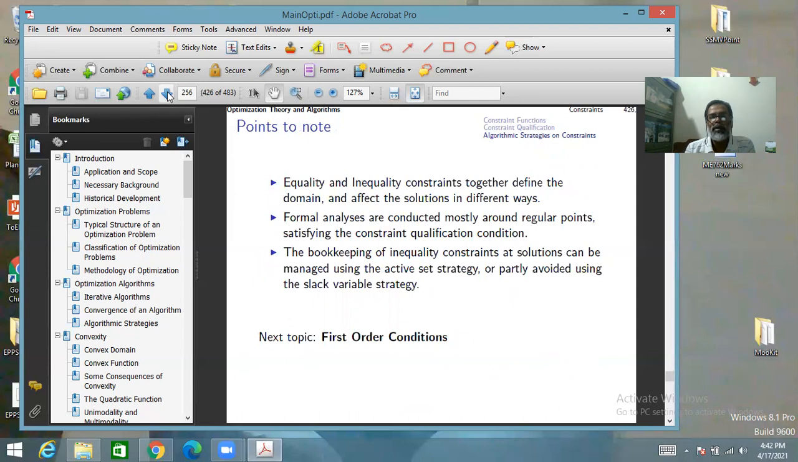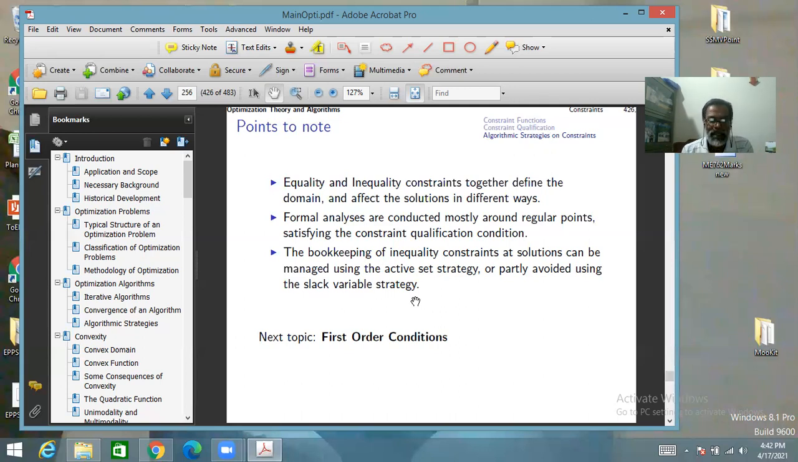Now, let us have a quick summary of what we have discussed in this lecture. Equality and inequality constraints together define the domain and affect the solutions in several ways. Formal analysis is conducted mostly around regular points, satisfying the constraint qualification condition. The bookkeeping of inequality constraints at solutions can be managed using the active set strategy, or to an extent avoided by using the slack variable strategy. Both are actually in use.